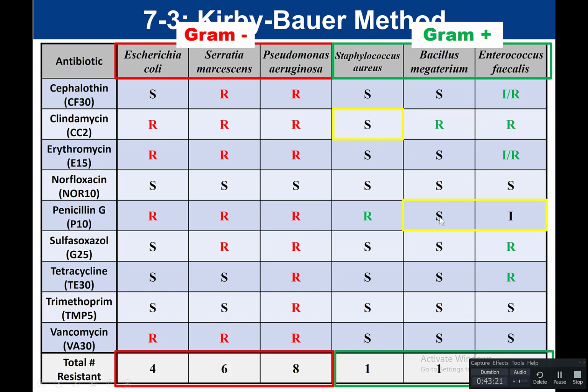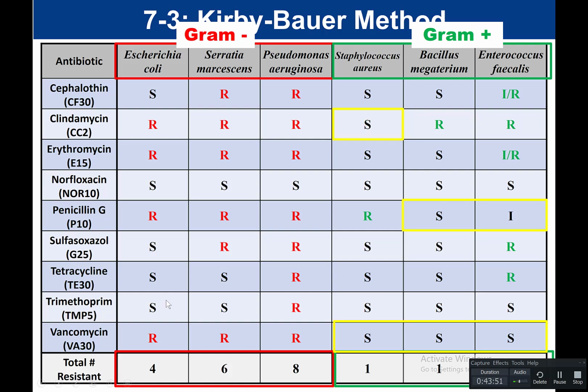If I look at penicillin, the bacteria that are sensitive to penicillin would be Bacillus megaterium and Enterococcus faecalis, both of which are gram-positive. So again, penicillin would be a narrow spectrum because it's only targeting gram-positives. It has no effect on gram-negatives.